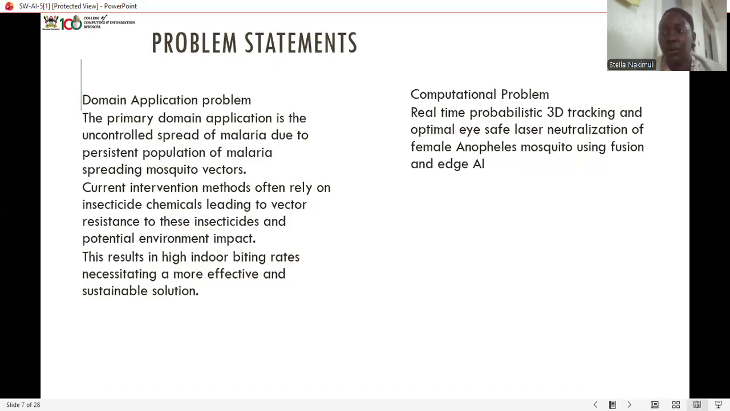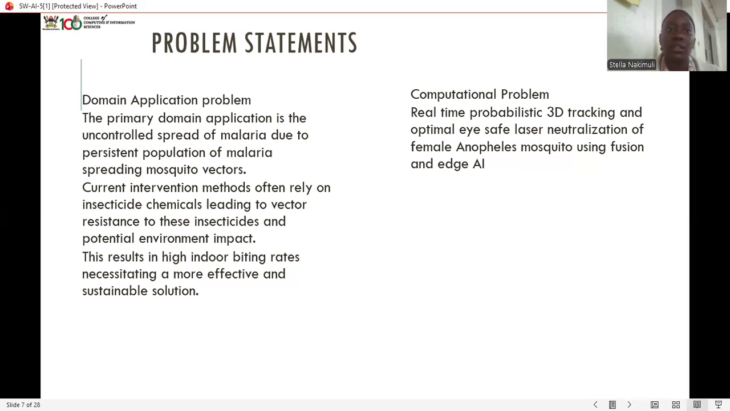And then moving forward with my problem statements, which include the domain application problems and the computational problems. These mainly talk about my project, showing us the roles or the contributions of these projects.